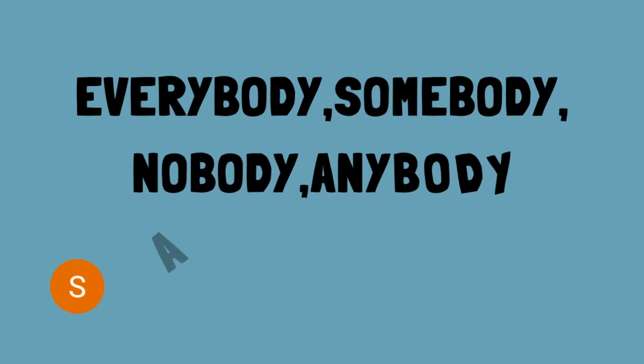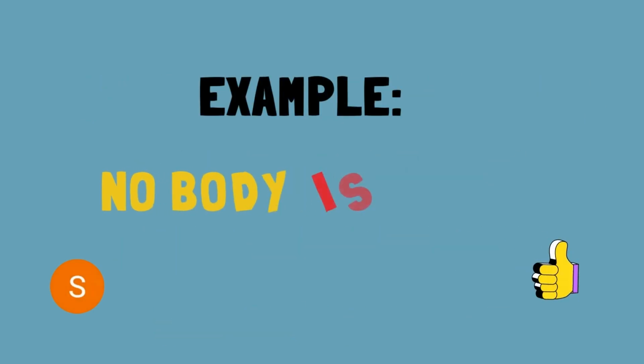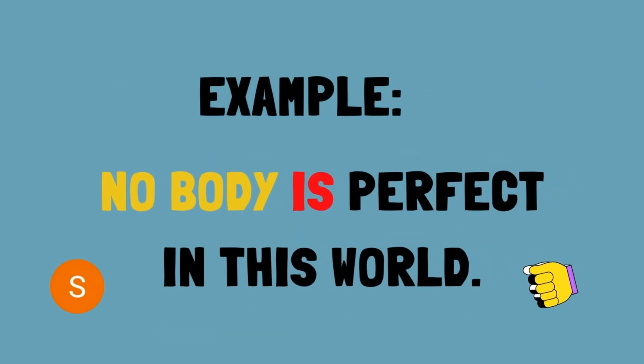Indefinite pronouns like everybody, somebody, nobody, anybody, and anyone, they all take a singular verb. Never get confused in this. Always remember everybody, somebody, nobody, anybody, and anyone. And similar indefinite pronouns will always have a singular verb. You can understand this by seeing this example. Nobody is perfect in this world.